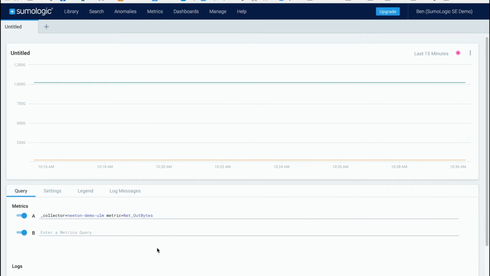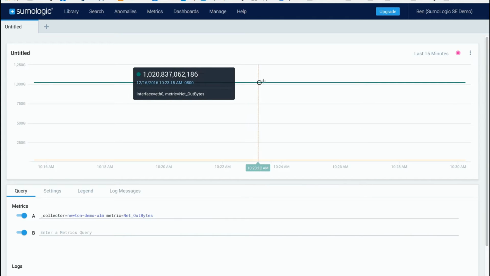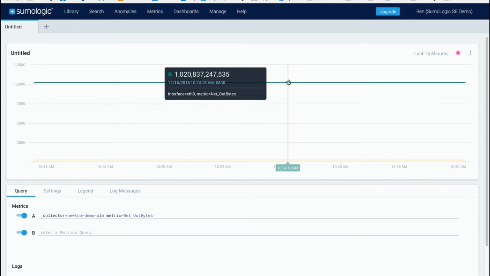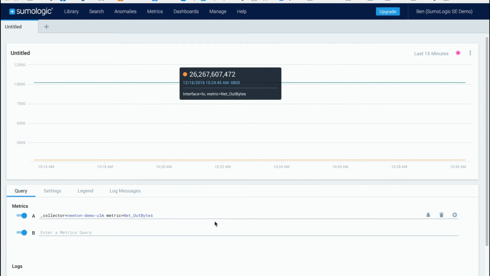I'd like to talk to you today about one of our new features that we released, operators called delta and rate. So if you look at this graph here, I'm looking at the bytes that are going out of this particular instance. And it's not very interesting because the numbers are so large that it's really not telling me very much. It's basically cumulative. And I'm not really very interested in the result here. It's not really telling me what I want to know.